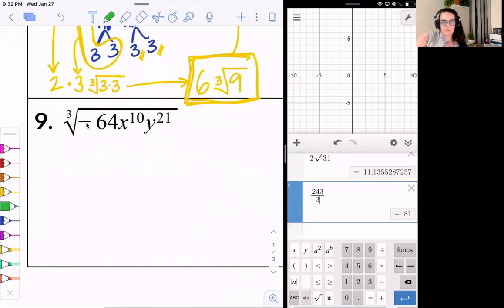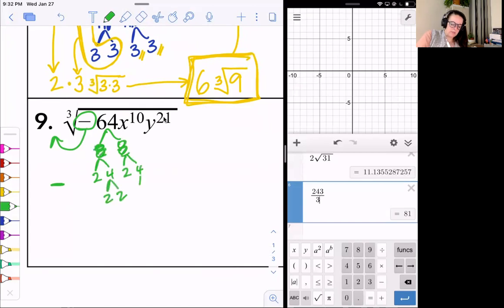We have the cube root of negative 64, x to the 10, y to the 21. So the negative I want to deal with, I know 3 negatives would make them positive. So negative times negative times negative. That means that this negative can escape out to the outside. That makes a negative outside. And then 64 is 8 and 8. This is 2 and 4, 2 and 4. This makes 2 and 2, and 2 and 2.